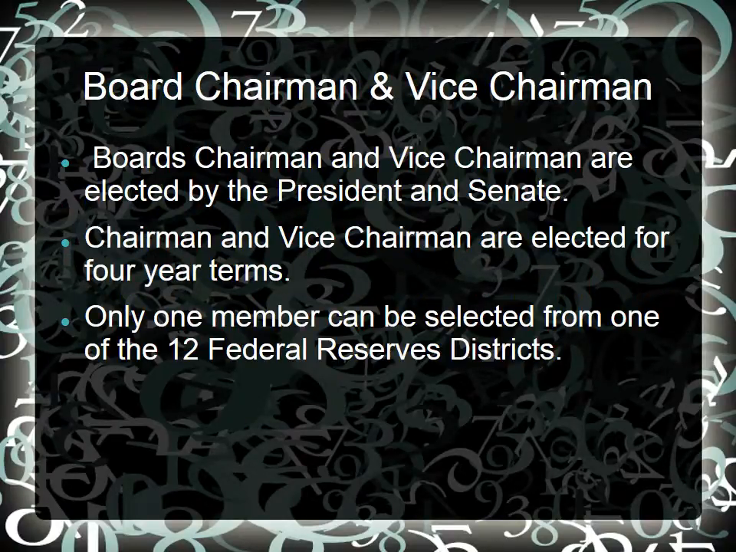The board's chairman and vice chairman are elected by the President and the Senate. The chairman and vice chairman are elected for 4-year terms. Only 1 member can be selected from each of the 12 Federal Reserve districts.